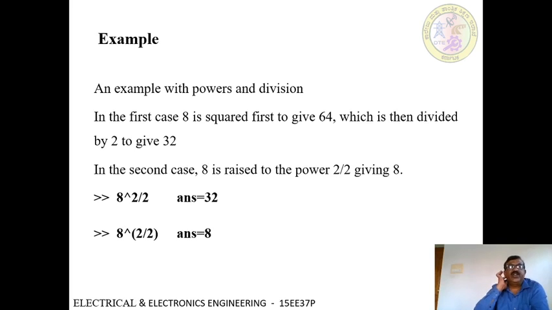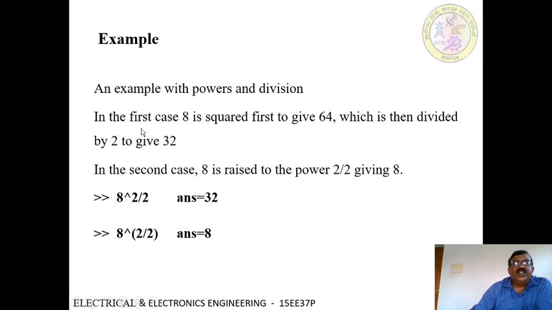So let us look into another example with powers, exponents, and division. Here, as per arithmetic precedence, as per the algebraic order of operators, powers and exponents have higher precedence than division. So let us look into the example: 8 to the power of 2 by 2, and 8 to the power of the bracket 2 by 2.